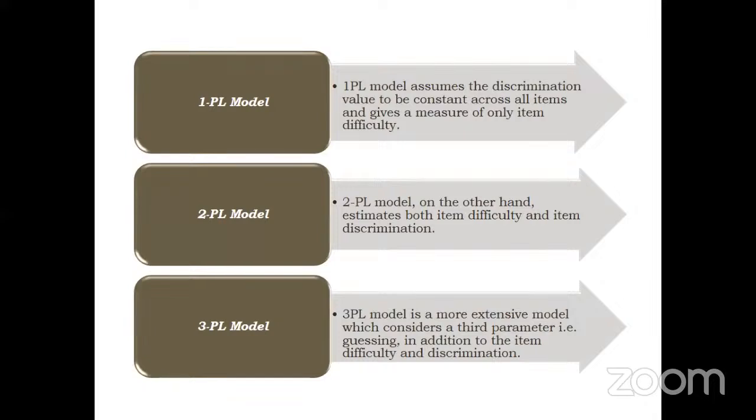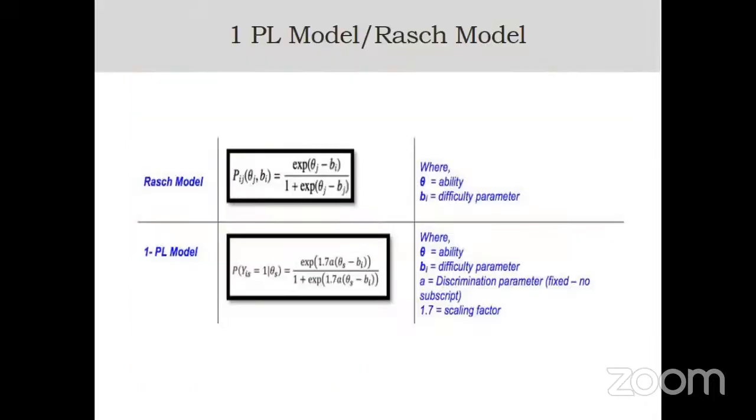The 3PL model, or three parameter logistic model, actually includes all three different parameters. That's the item location, that is the difficulty level, the discrimination level, and also the guessing parameter. So the 1PL model or Rasch model is the same equation that we just derived in our discussion today.